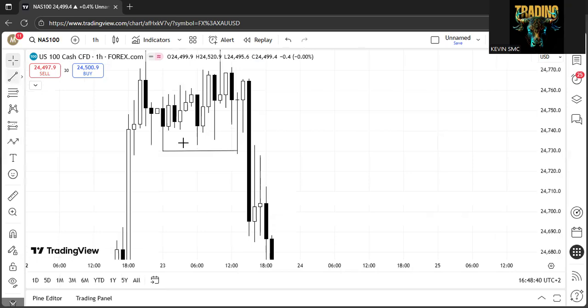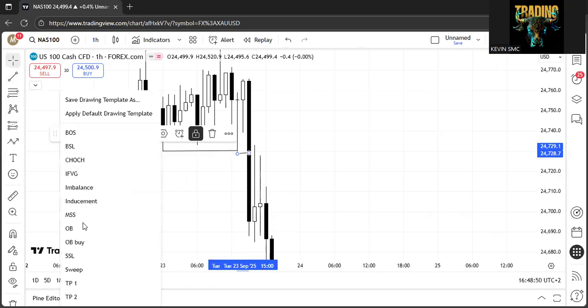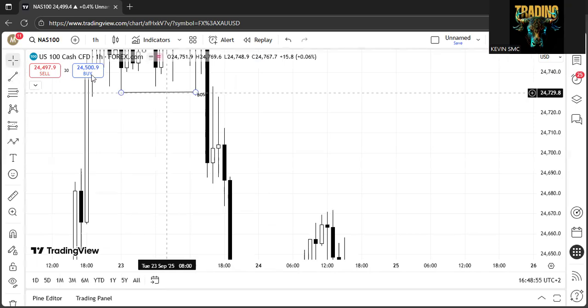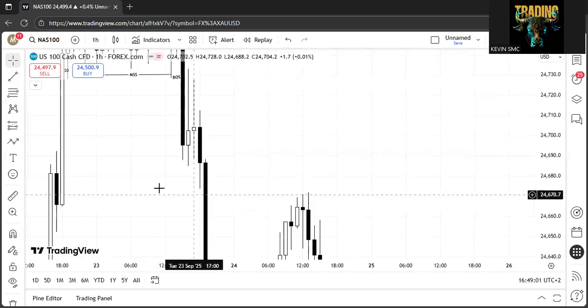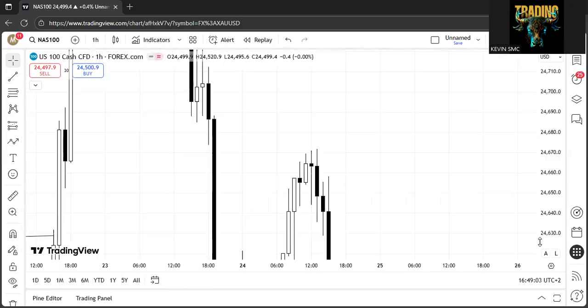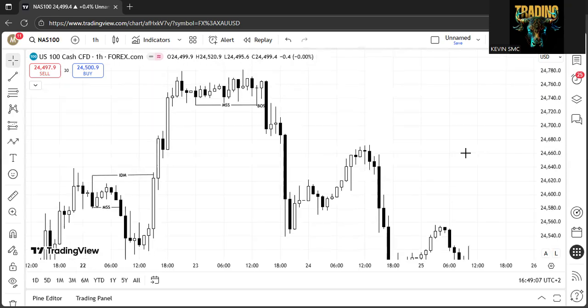Remember, we strictly stay on the 1 hour time frame, not going to the 15 minutes or whatever to confuse ourselves. We only stay on the 1 hour time frame. So we can say this is our break of structure since this one is our change of character. Okay, we have a change of character, break of structure, and then it goes down, goes down, goes down, not forming any structure after that.